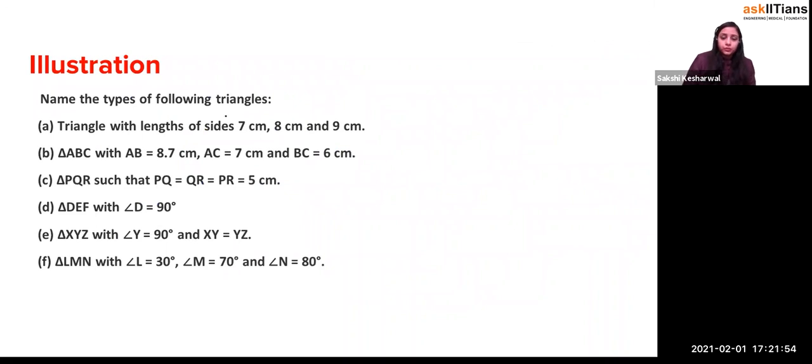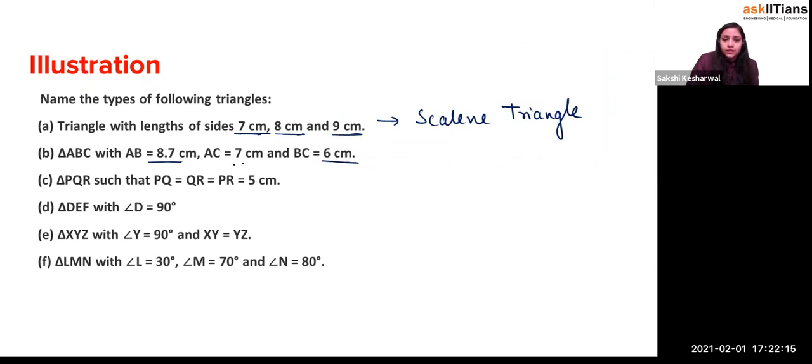Name the types of the following triangles, right? Triangles with the sides, all three sides are different. When all three sides are different, it is said to be what, beta? Scalene triangle, right? Now, in the triangle ABC, all three sides are what, beta? Different. AB, BC, CA are different. So again, it is a scalene triangle.